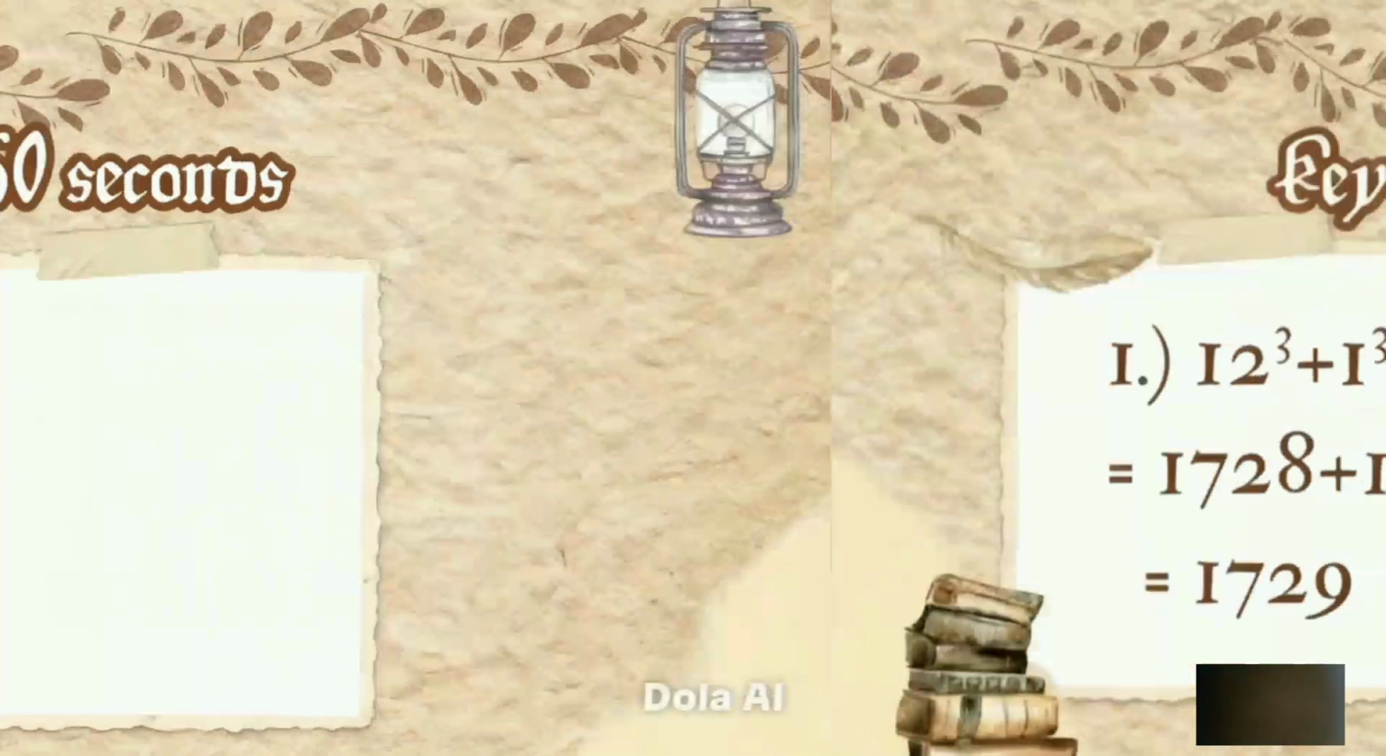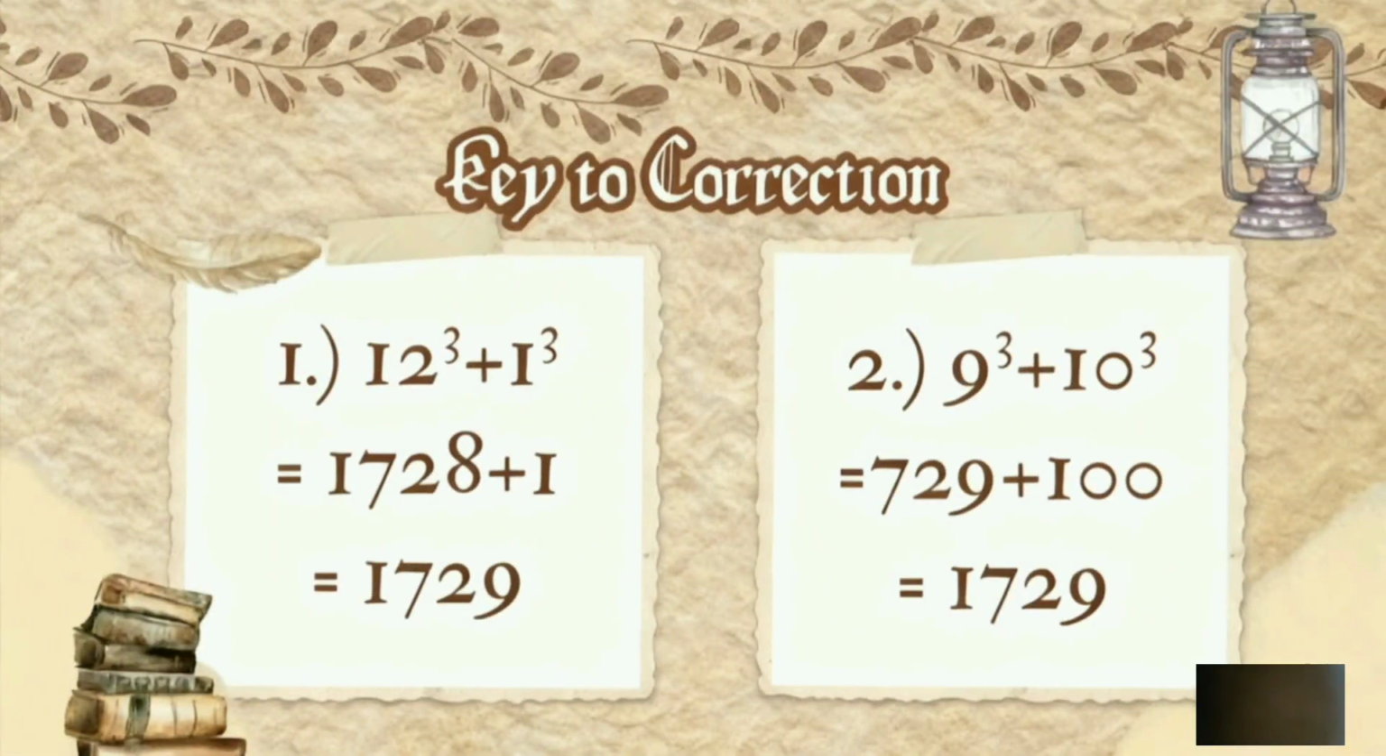Finish. Now let's have the key to correction. 12 raised to 3 plus 1 raised to 3. 12 raised to 3 is equal to 1728 and 1 raised to 3 is equal to 1, because 1 times 1 is equal to 1. 1728 plus 1, the final result is 1729.